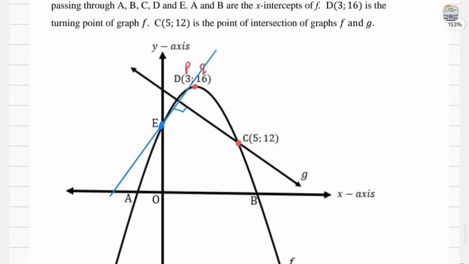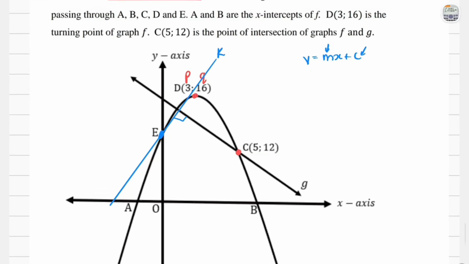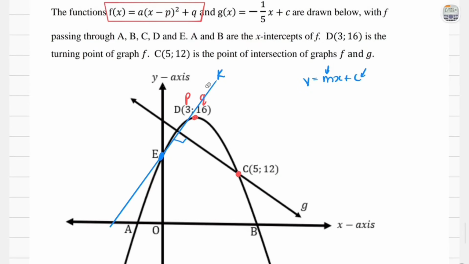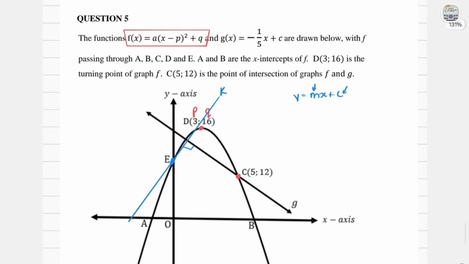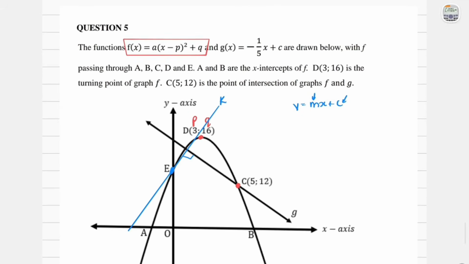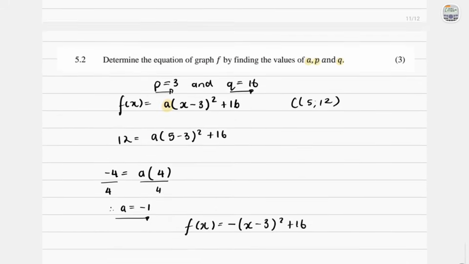So to find the equation of this graph k, it's still a straight line. So we can find it in the form y equals mx plus c, meaning we need to find m, the gradient, and c, the y-intercept. To find the gradient, we would use the gradient of the graph of g, seeing that they are perpendicular, and use the properties of perpendicular lines. So what is the gradient of g? As you can see, negative 1 over 5 x plus c, that is the gradient, negative 1 over 5.